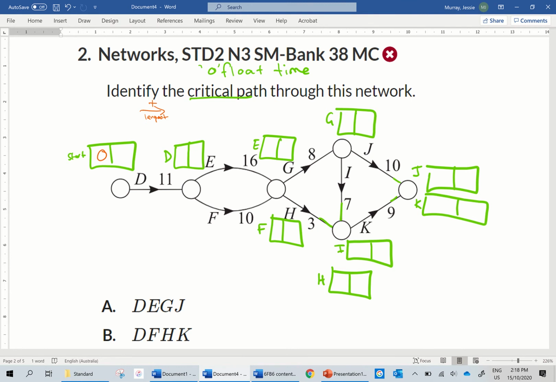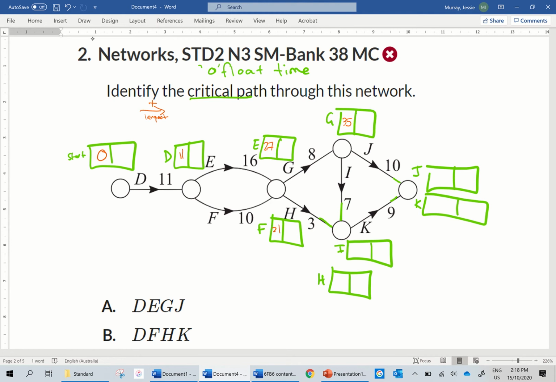All right, so let's have a look. 11, I'm going to add, again assuming you know how to do this, take 11, add 16, gives me 27. Take 27 and add 8, gives me 35. Take 11 and add 10, gives me 21.